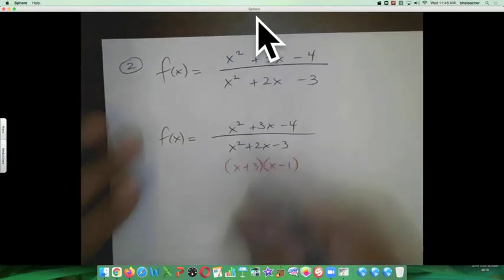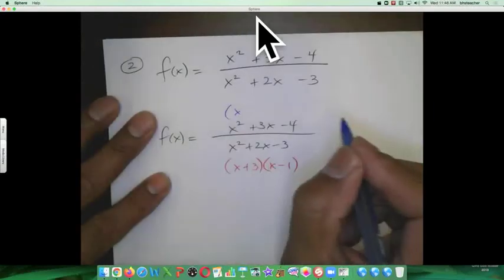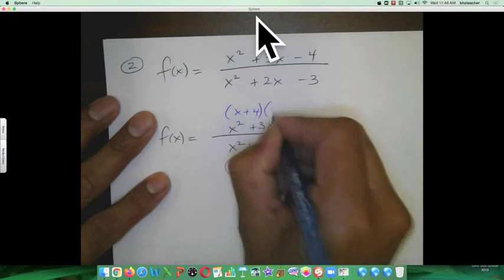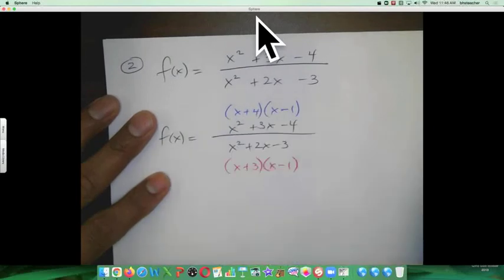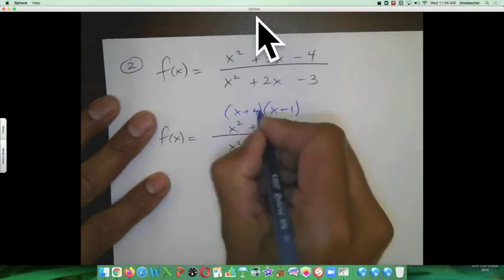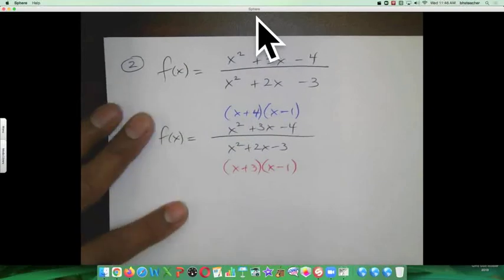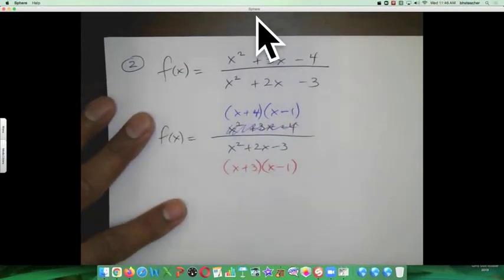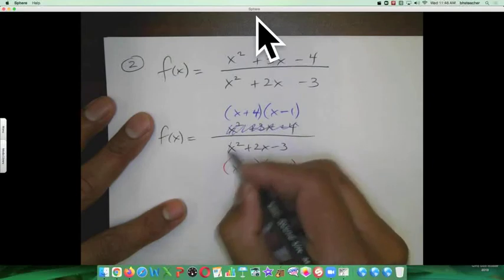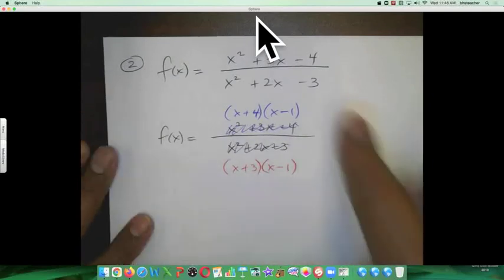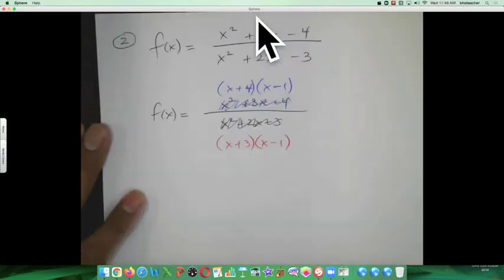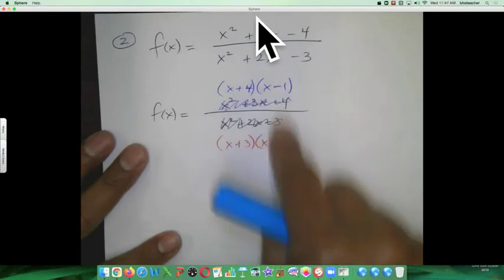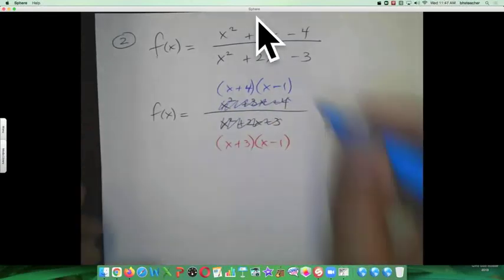This one's going to be x plus 4 and x minus 1. Of course it's going to be that. Why? Because this is going to replace this one. This is going to replace this one. Now when you look at this, this is where they're going to cancel out. The ones that match in the numerator and the denominator are going to cancel out.